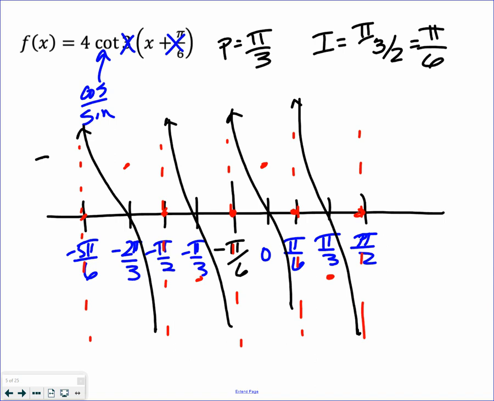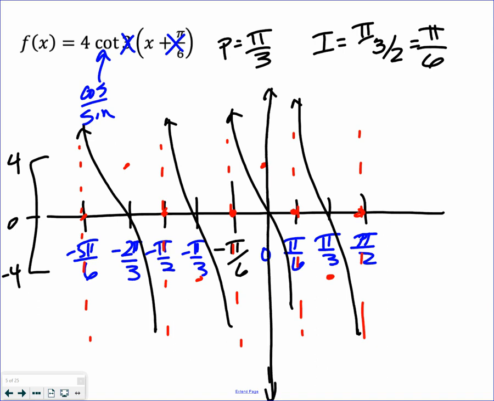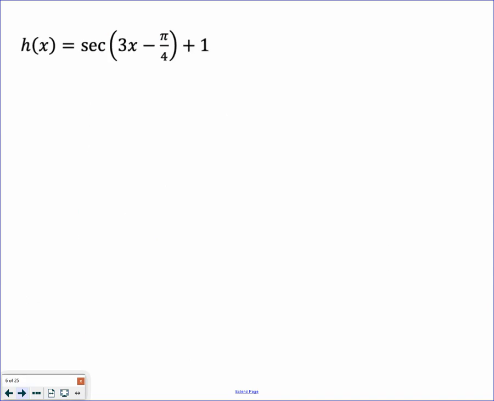Now, describing the midline in this case is at 0 because there's nothing being added, and the amplitude goes up and down 4, even though it's not truly at amplitude. 0 is located on the graph right here, and so again, drawing in the y-axis through 0. So that is a cotangent curve. Secant.